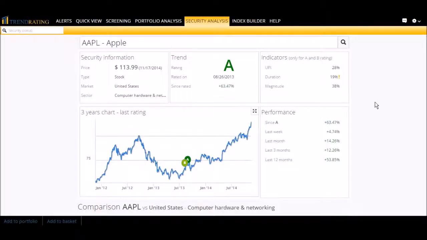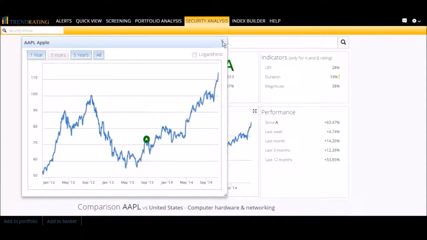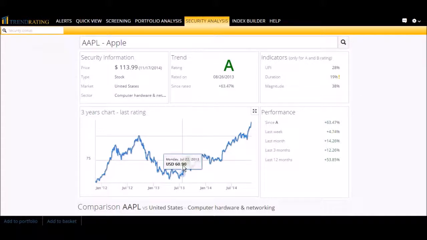In the case of Apple, we see that Apple here is a solid A with a strong uptrend. The A rating was issued back in August 2013. Since it was rated, the stock has moved up 63%. In the chart, we see that before the A rating, we issued a B rating just a couple of weeks before, also in August 2013.